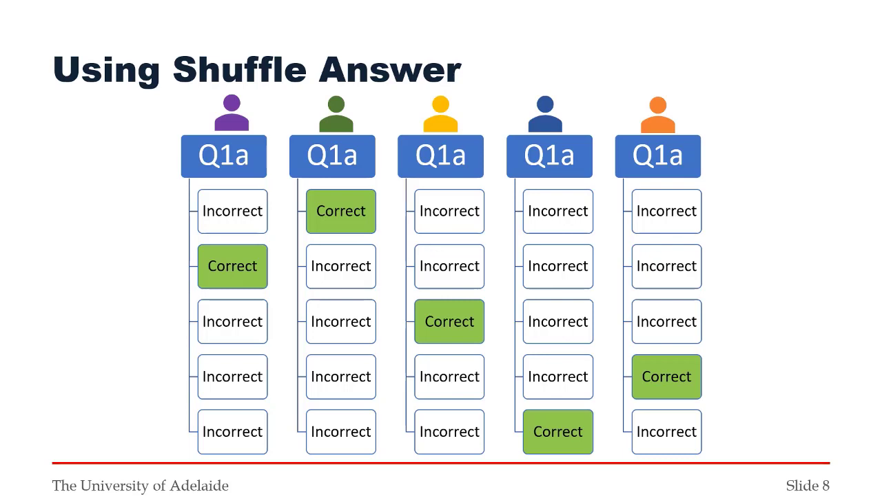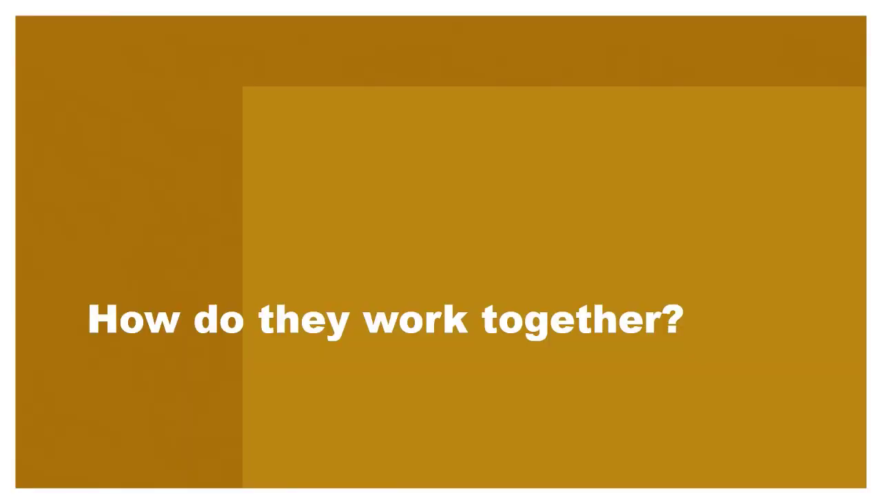As you can see in this image, we have question 1A delivered to 5 different students, and the position of the correct answer is in 5 different locations. Let's take a look at how these two features work together.